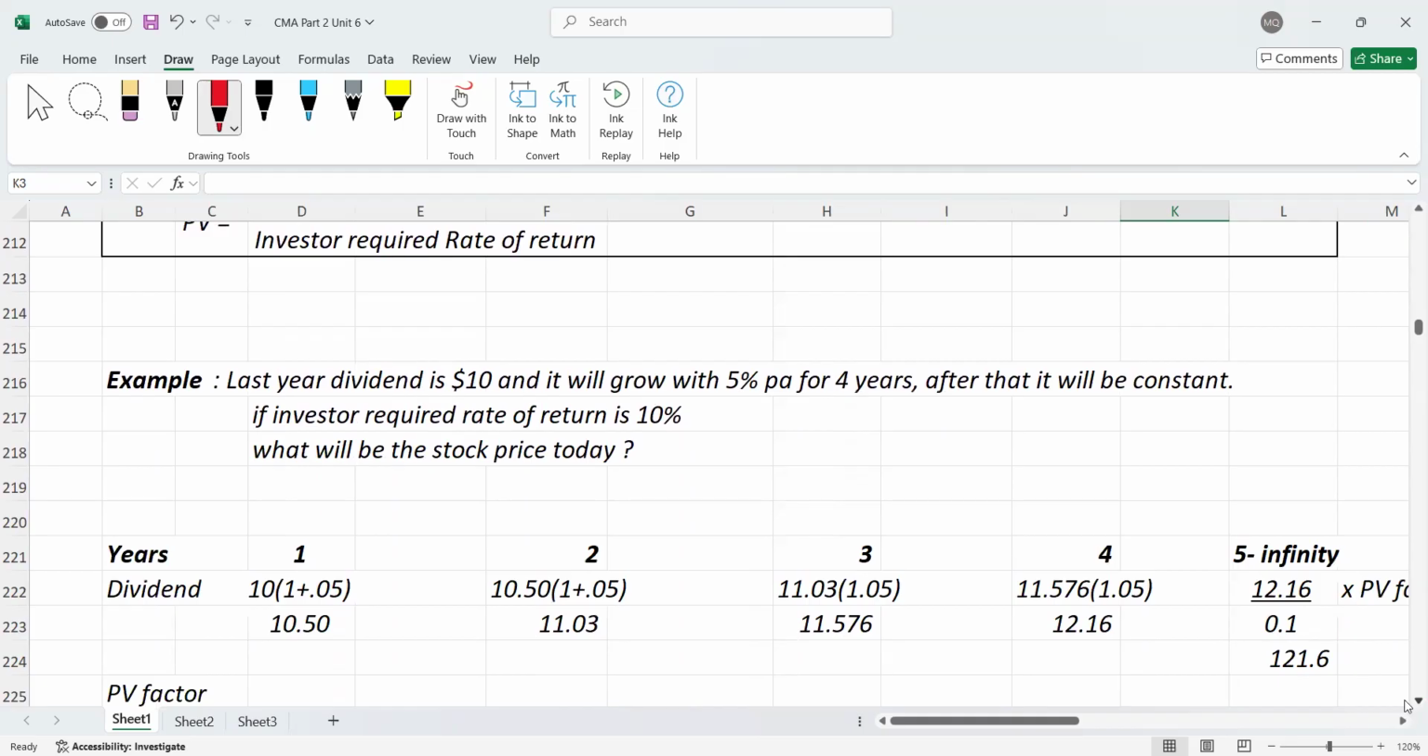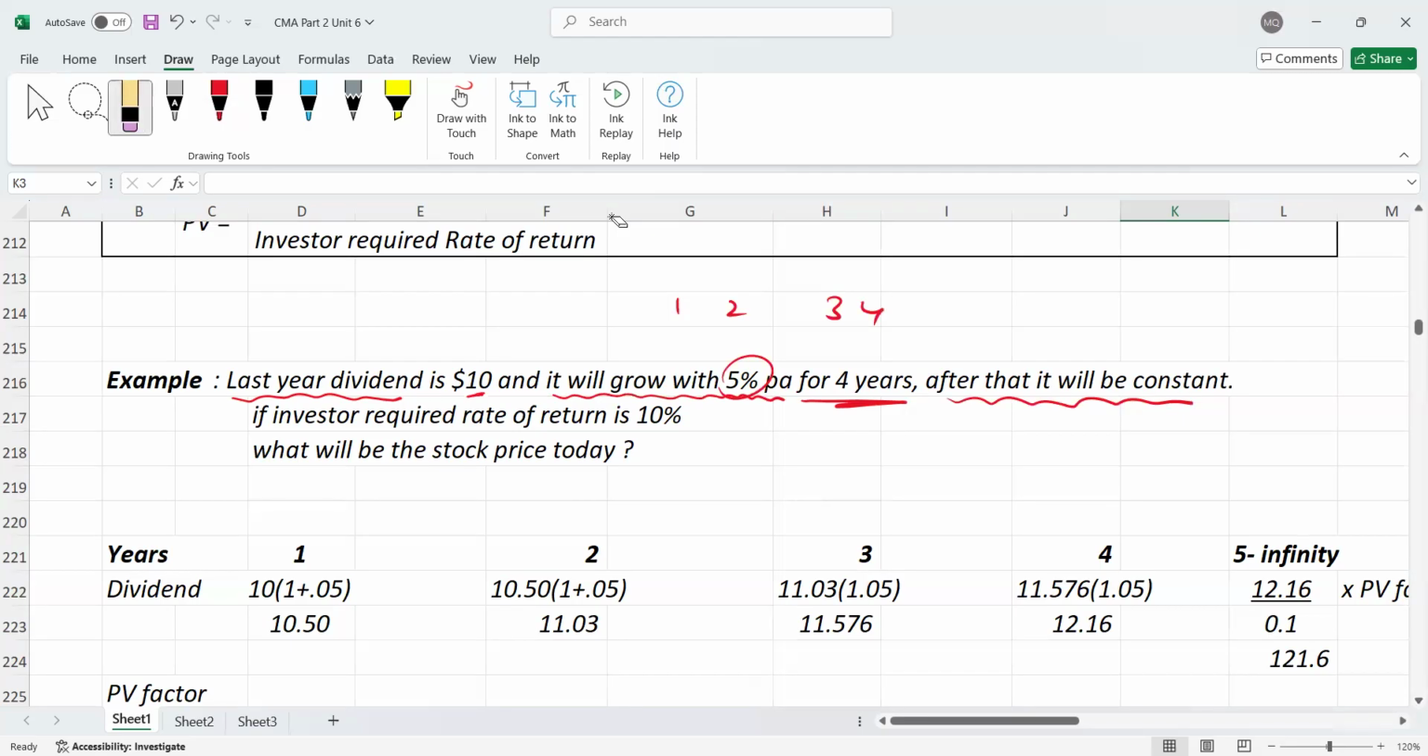For example, now, what is the question? They're saying last year dividend. Now, this is the last year dividend because we need dividend from year one to onward. It means now for the year one, we have to grow the dividend, right? Last year dividend is $10 and it will grow with 5% per annum for the 4 years. It means it will grow in year 1, 2, 3, and 4 with which rate? With 5%. And after that, it will be constant. See, in the previous question, after some time it was growing with the rate of 8%. But now they're saying that no, after 4 years, this dividend will be constant.